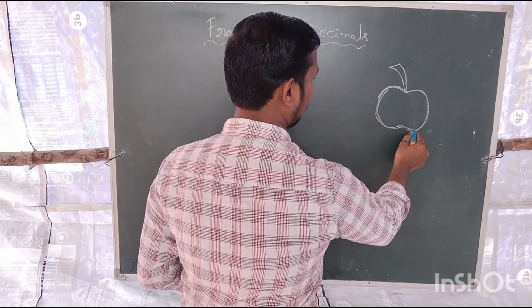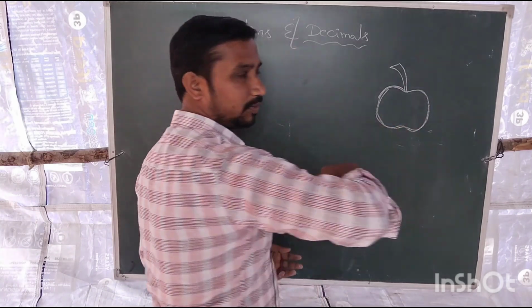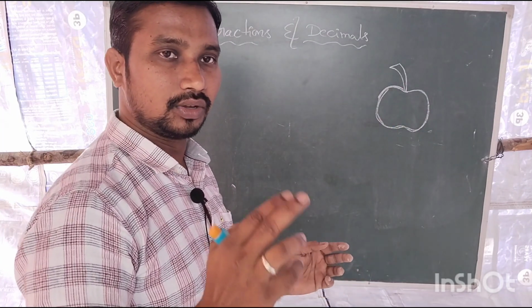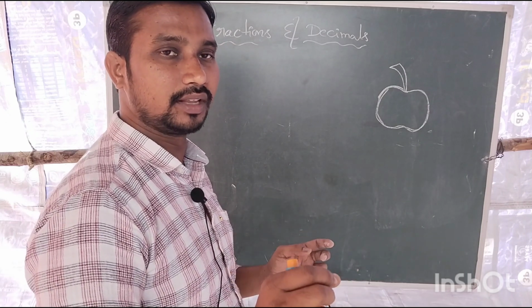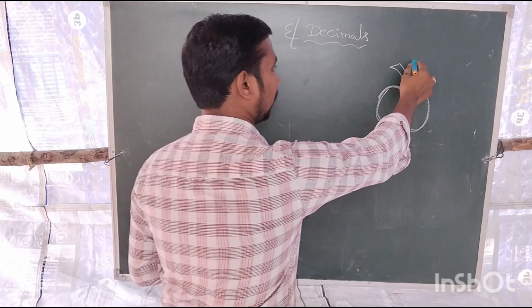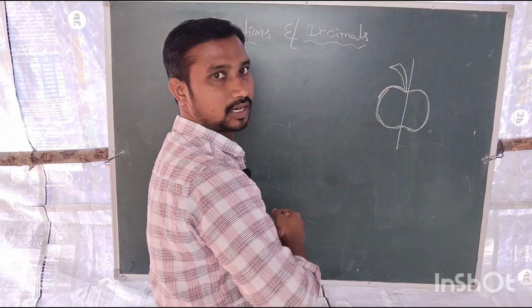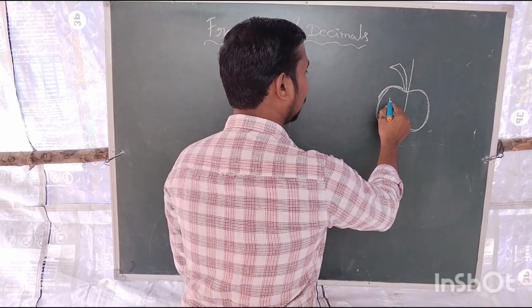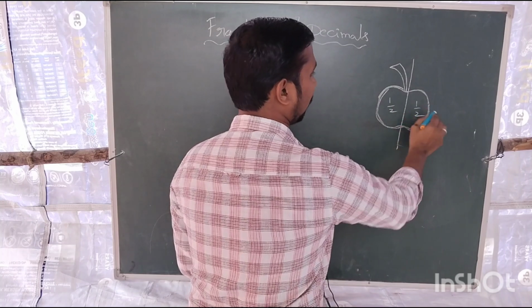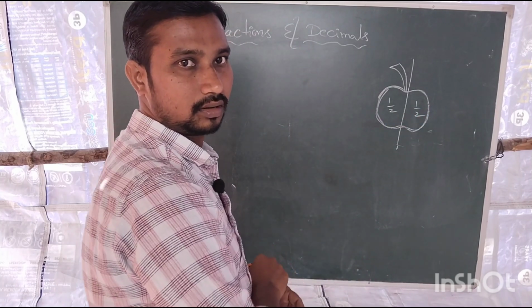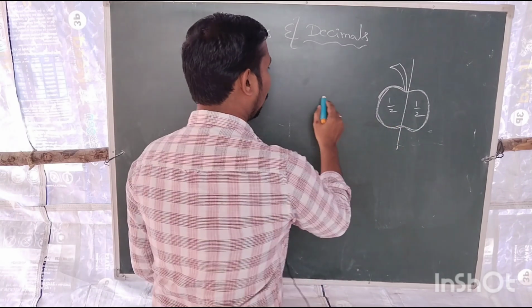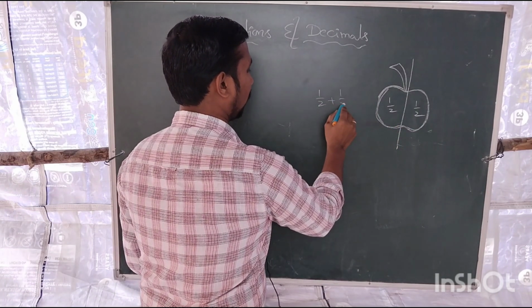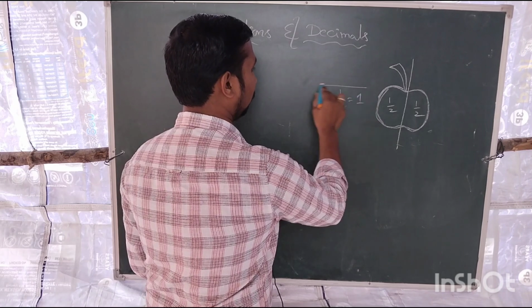For you and your sister or brother, no problem, anyone. How many parts do you have to share that? Your two children, for your parents. Your father brings only one apple. So you have to cut it into two equal parts. How many parts? Two equal parts. 1 by 2, 1 by 2. Okay children, 1 by 2 and 1 by 2. So 1 by 2 plus 1 by 2 also equals 1 only.